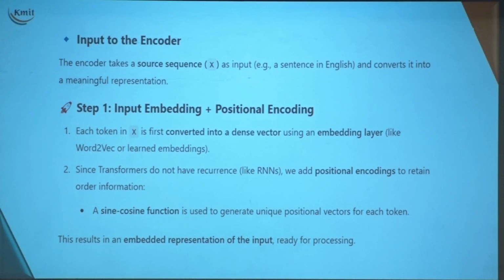Now look at that. The encoder takes a source sequence X as input. When I say source sequence, it is the input sentence, that is my English sentence. When I say target sequence, that is the translated output that I am expecting. Please make note of this point. Now that is the input. For example, in our case, that is a sentence in English, and it converts it into what? A meaningful representation. Now in step 1, what are we doing? Input embedding plus position encoding.